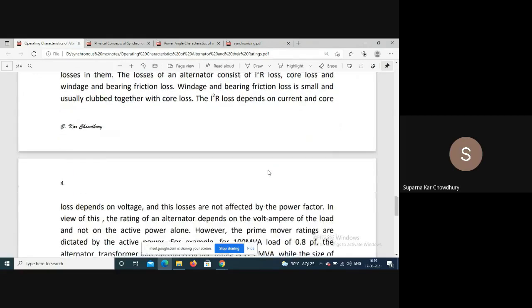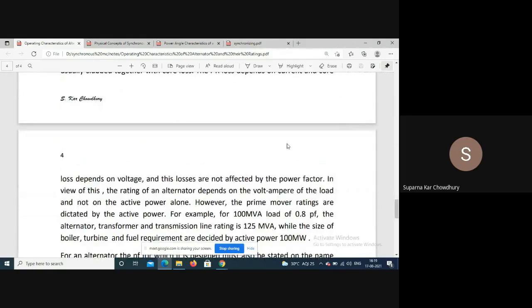So in view of this, the rating of the alternator depends on the volt ampere rating, not on the kilowatt, that is, the active power it is supplying. The rating of the machine does not depend on that. It depends on the volt ampere rating. So what is given on the nameplate is the VA. Normally these are very large machines, so we will have MVA ratings on the nameplate.